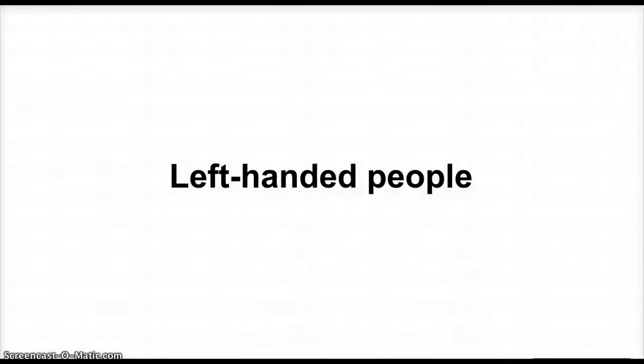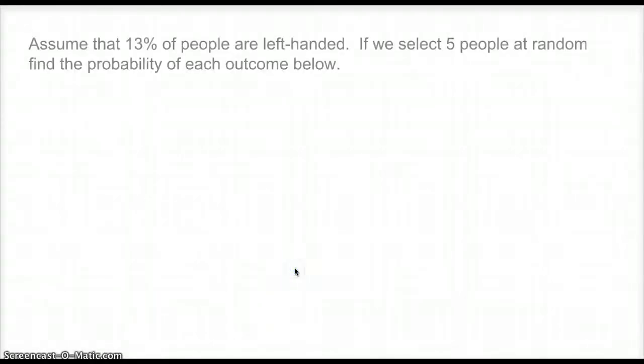So the first problem we're going to deal with is dealing with left-handed people. And it's going to take up a couple slides, but I worked each one out. So what's going to happen is a problem's going to come up. And then what you're going to need to do is you're going to need to pause it when you're ready.